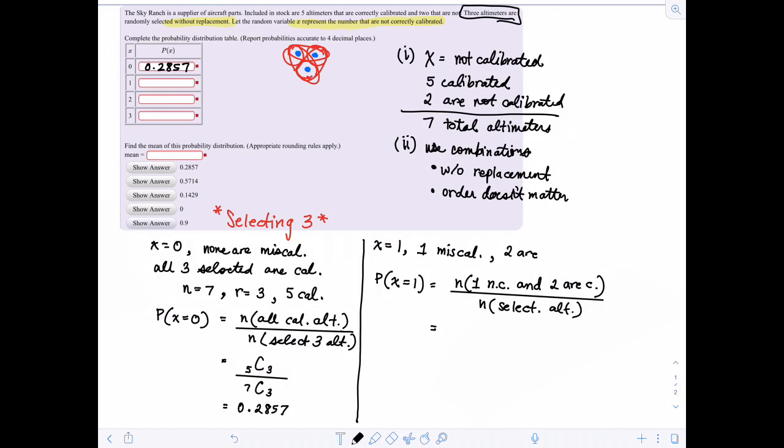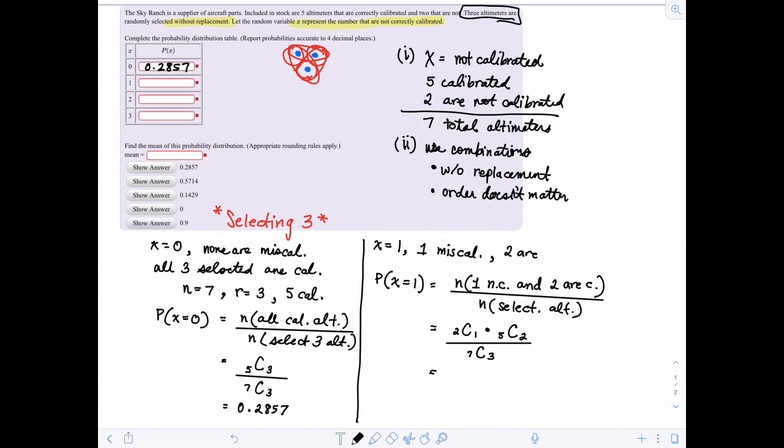And so this is going to be some sort of combination like before, right? So if I have 2 that are not calibrated in my set, that means I'm choosing 1 out of the 2. And so therefore I have 2 choose 1 that is not calibrated, times, out of the 5 that are calibrated, I'm going to choose 2. And then the denominator will stay the same as 7 choose 3 because I'm still just selecting 3.